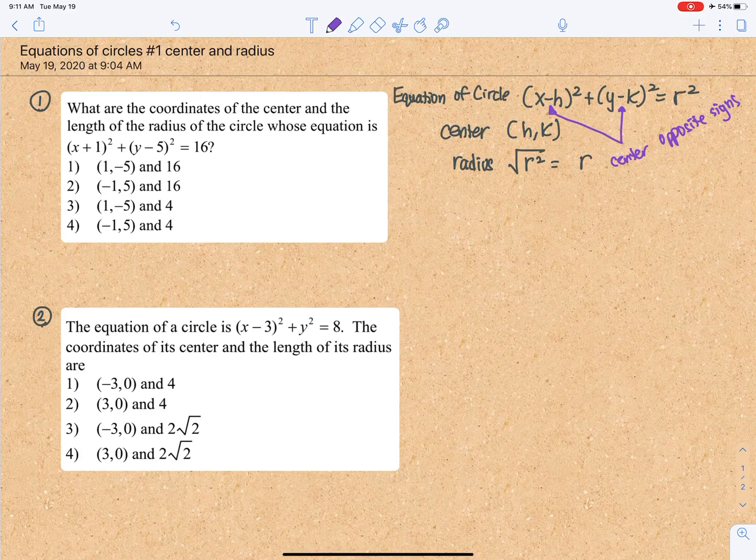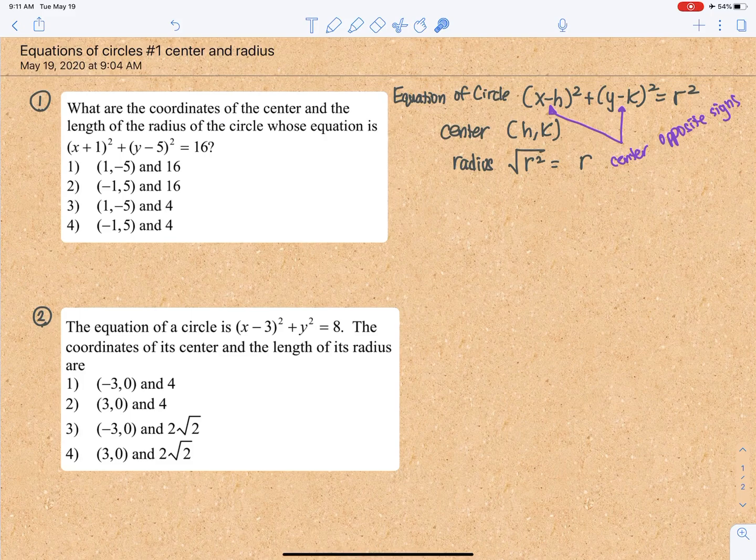Now, radius is r. So whatever's at the end is radius squared. So if I wanted to just find the radius, I have to find the square root of whatever's at the end over here to give me the r. Okay, so let's look at the problem here.